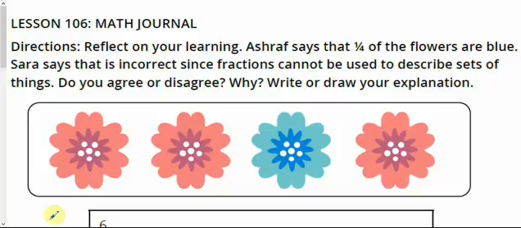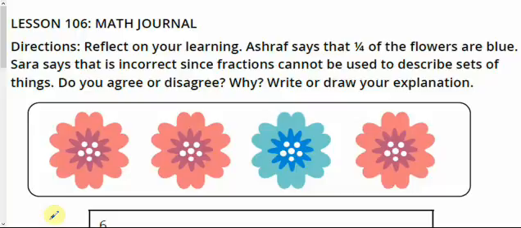We're going to start with lesson 106. In here we have 4 flowers. 3 of them are red and 1 is blue. Ashraf says that a quarter of the flowers are blue. Sarah says that this is incorrect, since fractions can't be used to describe sets of things. Do you agree or disagree, and why? Then we are going to write or draw your explanation.